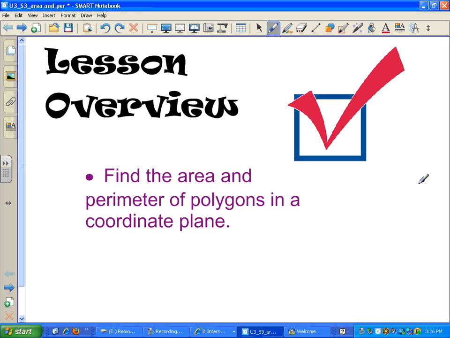In this video, we are going to work on finding the area and perimeter of polygons in a coordinate plane. So we're going to apply a little coordinate geometry to this lesson. We are also going to be working on the distance formula. That's what we're going to be applying a lot of. So let's go ahead and take a look.